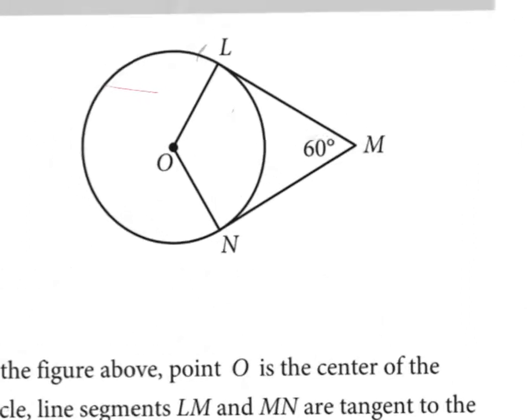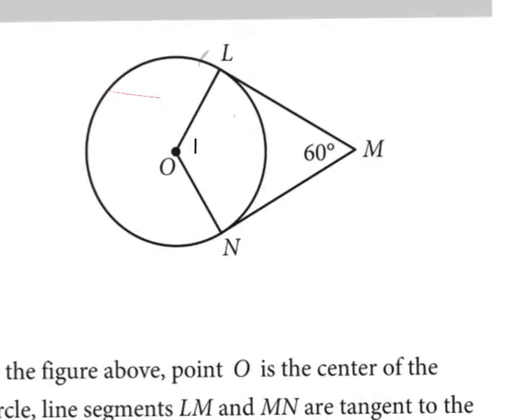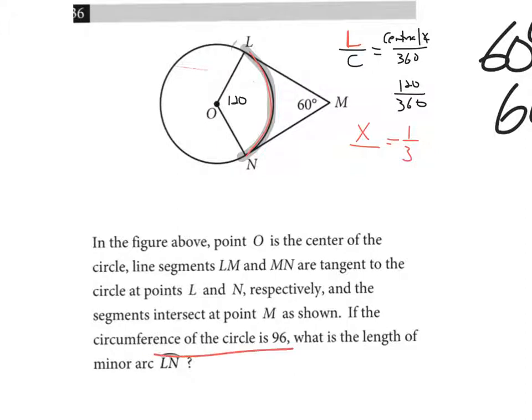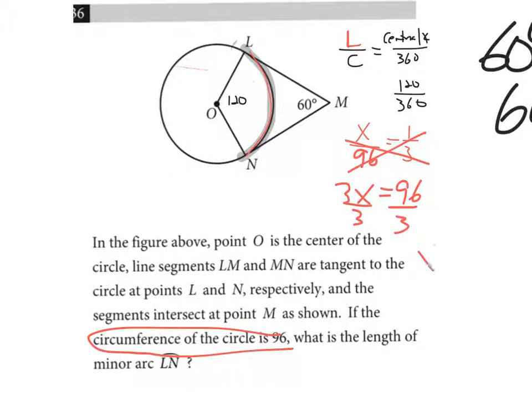So here, since this central angle is 120 degrees, if I want to find the length of arc LN, I can do the length of the arc over the circumference equals the central angle over 360. So here my central angle is 120 over 360. So basically this arc is 120 over 360, or 1/3 the circumference. So I can do the length of the arc, X, over the circumference, which they told us was 96. So X over 96 equals 1/3. Now I can cross multiply. 3 times X equals 96, so X is going to be equal to 32. So that's the length of the arc, 32.